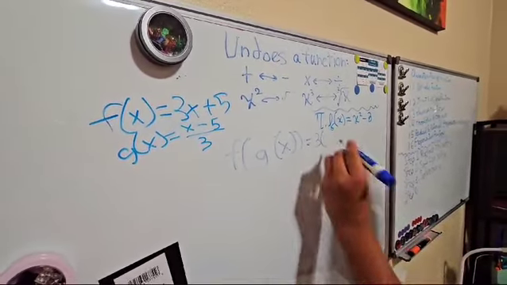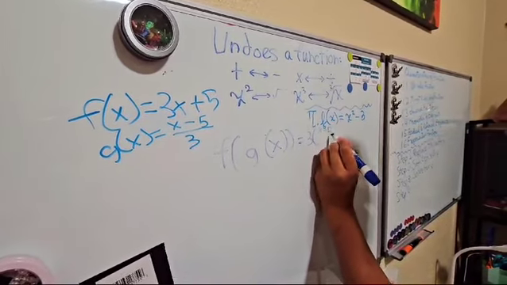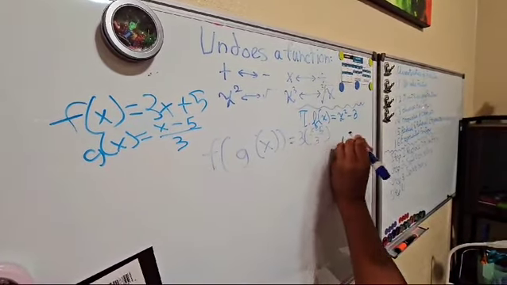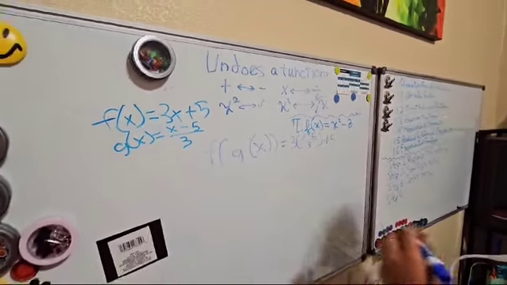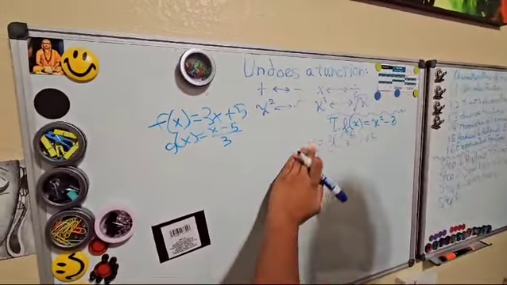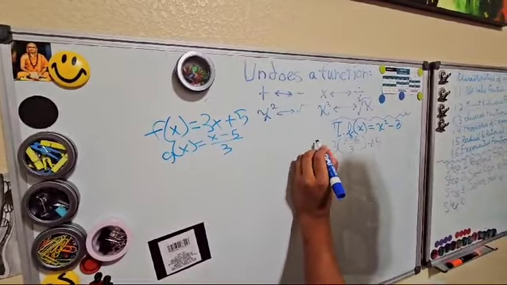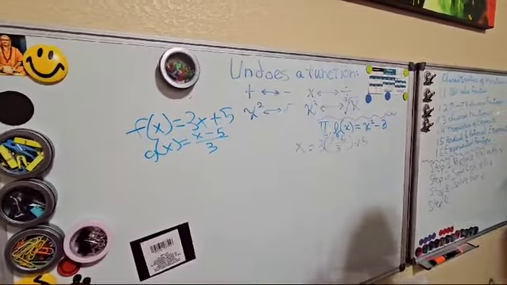We do three times x minus 5 divided by 3, plus 5. This is supposed to equal x. So let me just erase this and put x, which will prove that our equation is correct.